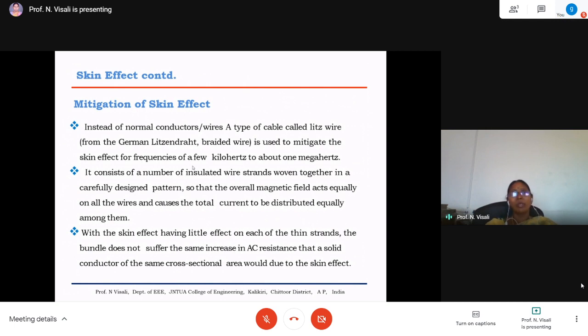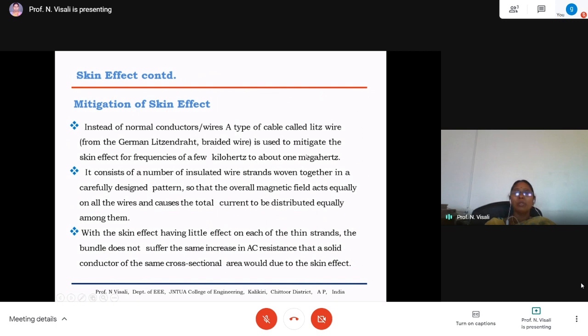To reduce that, we have to increase the conductor's surface area, or use a different type of cable. That means the material has to vary. Litz wire is used to mitigate the skin effect for frequencies of a few kilohertz to about 1 megahertz. It consists of a number of insulated wire strands woven together in a carefully designed pattern so that the overall magnetic field acts equally on all the wires and causes the total current to be distributed equally among them.